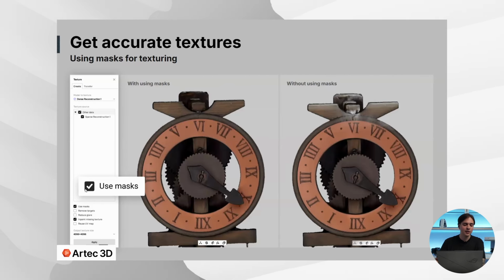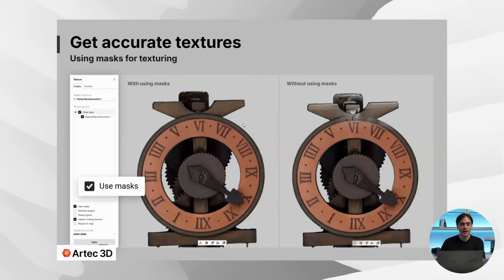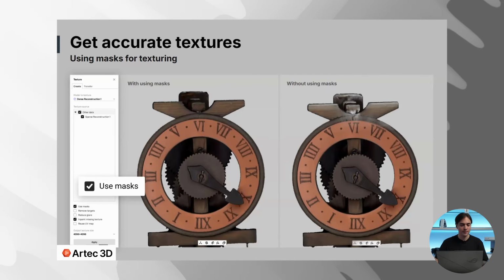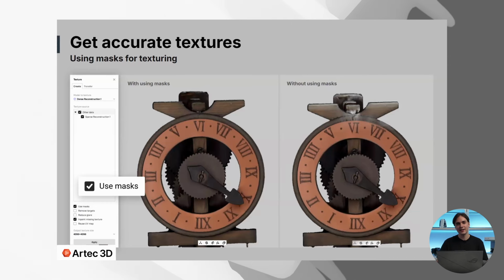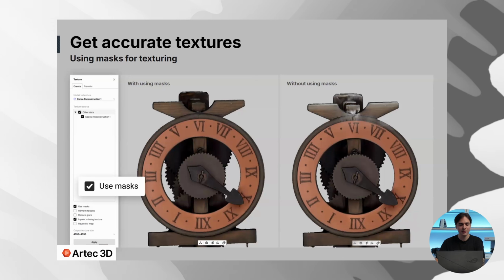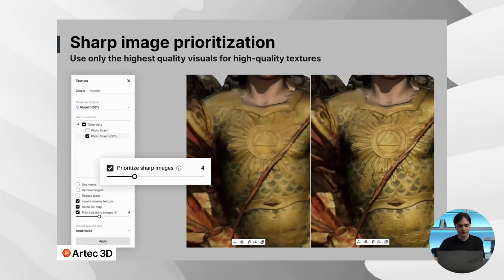And we can enable the option to use masks, and then we're going to get rid of this artifact really easily. As you could see right here, we got accurate texture without any wrong projection, because only the color within the masks has been used in order to texture the model in this case. So yeah, I think it goes without saying, but just to clarify, of course, this option is only available if you have calculated masks for your model.